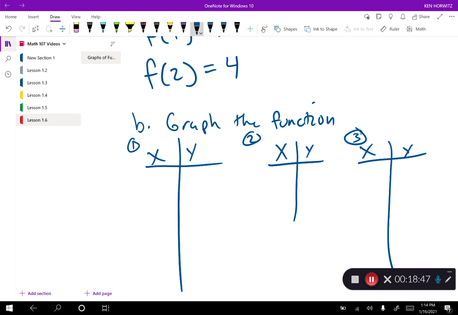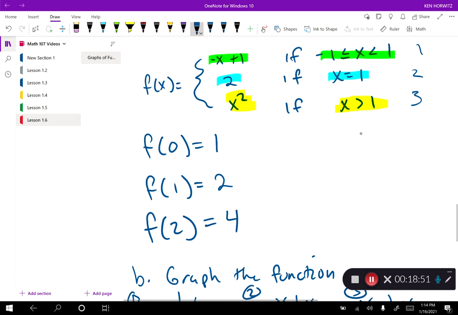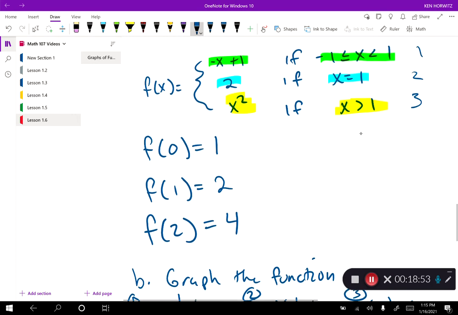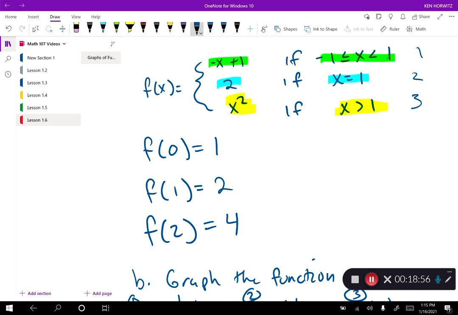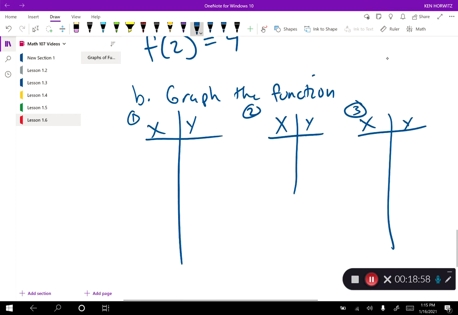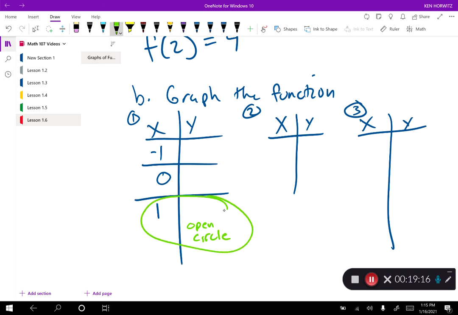All right, so here's how I would set it up. For the first rule, our lowest value is negative 1. The highest value is 1, but we don't quite get there. We get infinitely close. So I'm going to say negative 1, 0, 1. However, this particular value we don't quite get to, so this should be on the graph as an open circle.